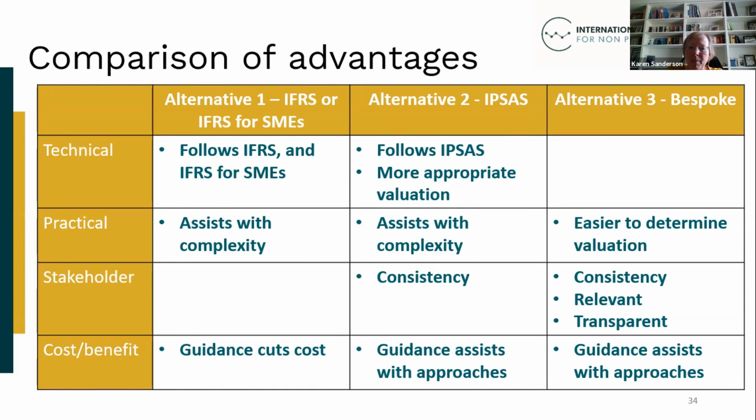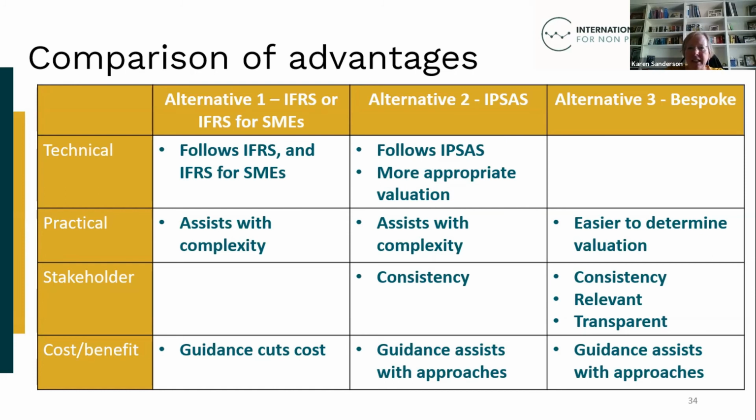From a practical perspective, additional guidance will assist in interpreting the international frameworks and assist with complexity. And that applies to all of them. But with alternative 3, there is also the benefit that the use of an approach of adjusting for loss of service potential could be easier to determine than current replacement costs, and so that might be a real advantage.